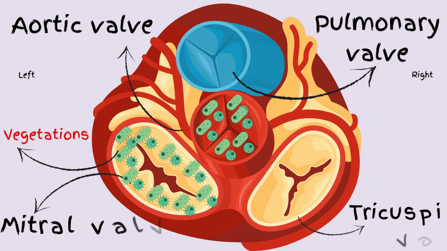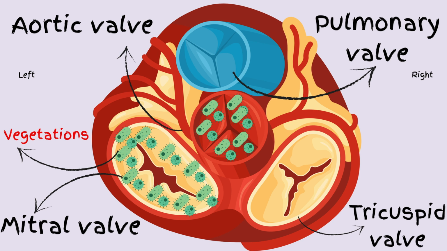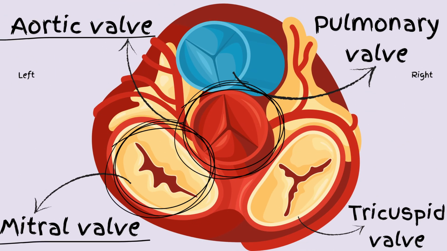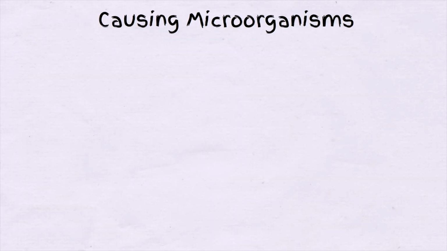These 2 reasons will promote the formation of so-called vegetations on the cardiac structures. Usually, the main structures involved are the mitral and the aortic valves, but if there is a former intravenous drug user, the right side of the heart is commonly affected.